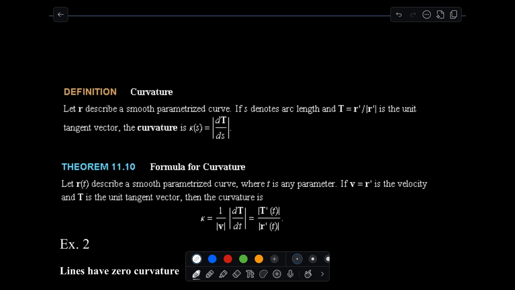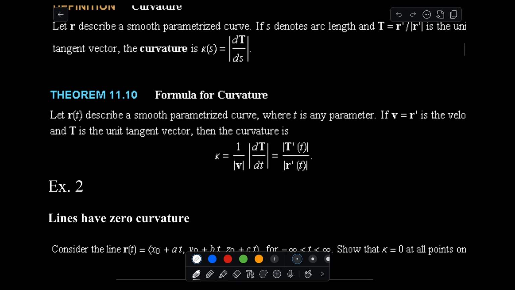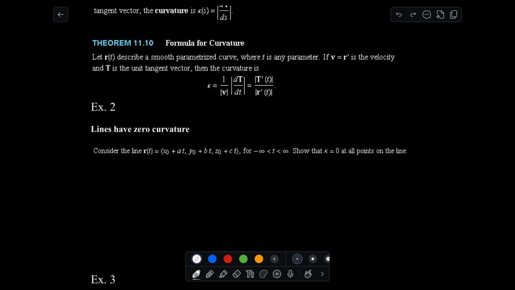And if you actually break this all down, we know that v equals r prime. We can just set it up like this, and this is what you would get for your curvature, or kappa. Kappa is usually the symbol you would use for curvature. In this example, lines are never going to have curvature, right? Because in order for something to have curvature, it has to change the direction of the unit tangent vector.